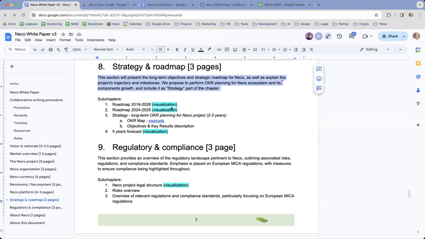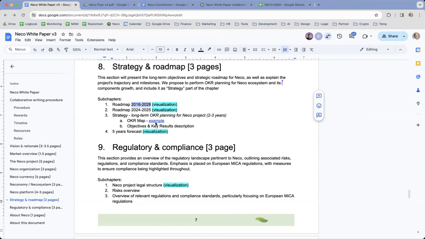Yeah, sure. So basically, the logic here is we would provide the most high level, big picture roadmap of the Neco development for the decade, including past and future. Then the roadmap for 2024, 2025, which will closely relate to subchapter 3, an OKR planning for Neco, where we suggested providing objective and key results planning, which is basically a map that would include all activities that we are planning to do in the project and all key results that we will use to measure these activities.